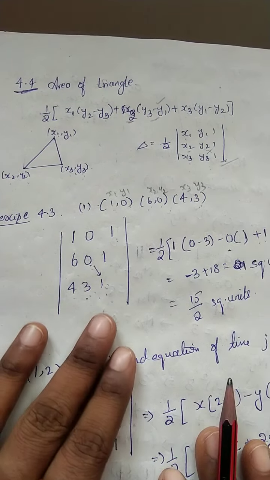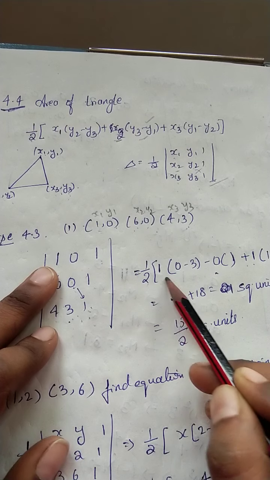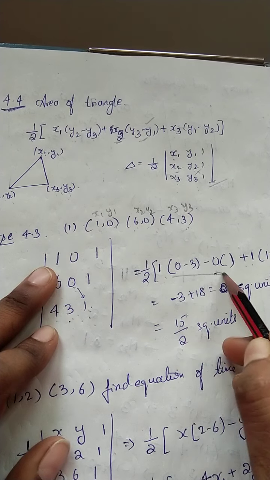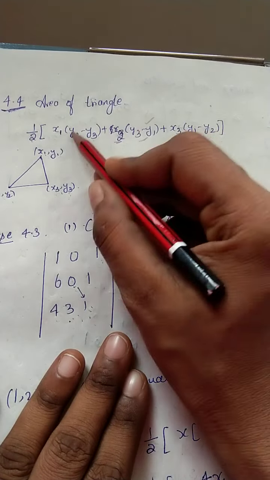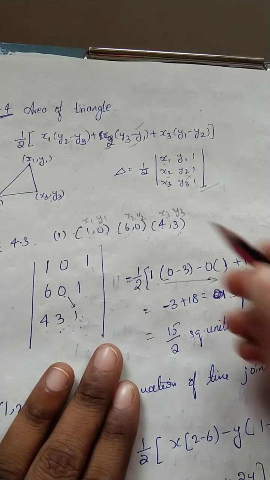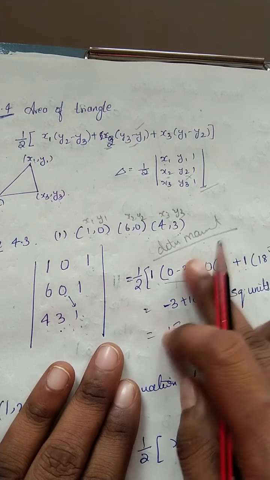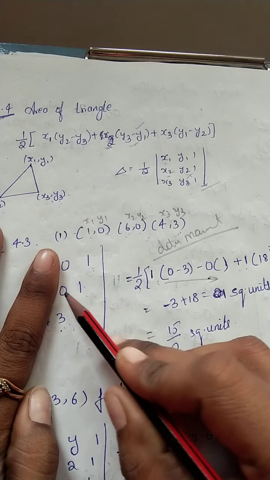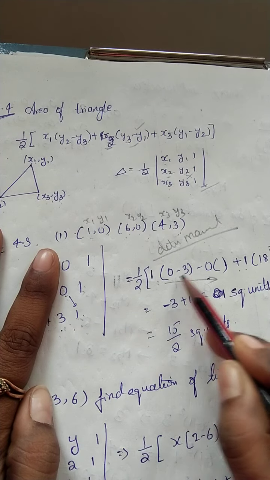Now you have to solve this. Here I have not taken the normal formula, I have taken the determinant way. I take the first value and cross multiply: 1 into 0 is 0, 3 minus 3 into 1 is negative 3.